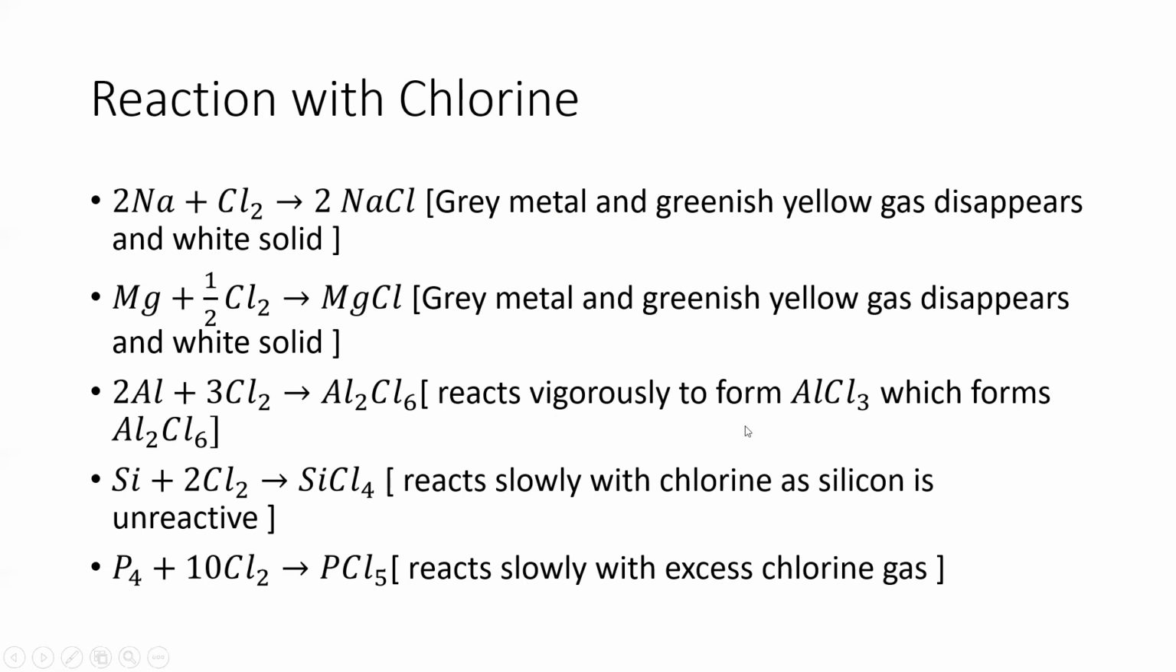However, for aluminum, just state that AlCl3 forms, which can also form a dimer, which is Al2Cl6. You learn the properties of Al2Cl6 in chemical bonding, but Al2Cl6 forms at higher temperatures as compared to AlCl3. But whether you write AlCl3 forms or Al2Cl6 forms, I think you'll be given the mark regardless. Silicon reacts slowly with chlorine because silicon is unreactive as it has a giant covalent structure, and phosphorus will react slowly with excess chlorine gas to produce phosphorus pentachloride. These are just reactions that you need to know.